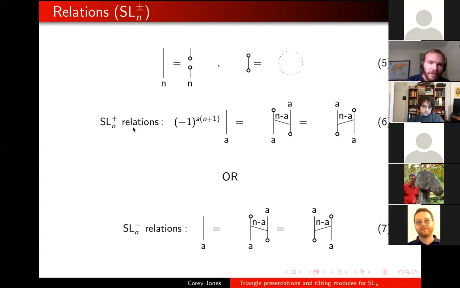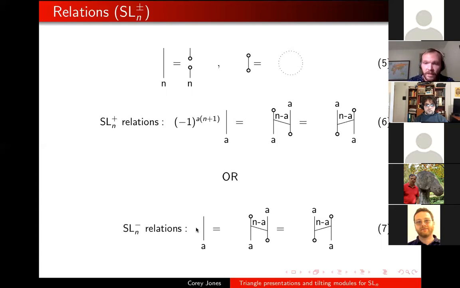And then here's the difference. These next two relations are the difference between SLN plus or minus. So you pick one of these relations or the other one. You don't pick both at the same time. The SLN plus relations tell you how the little lollipop morphism plays with the merging and split trivalent vertices. And so this is the SLN plus relation. Alternatively, you can pick the SLN minus relation, which has no sign there.